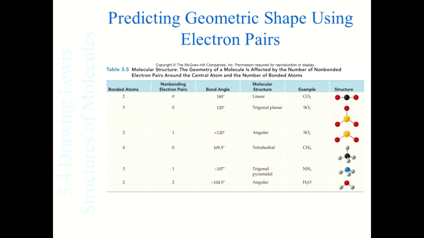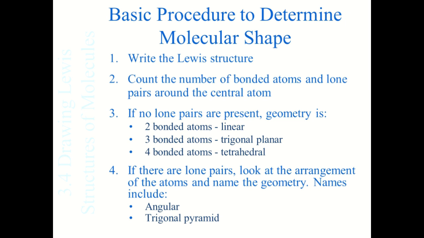Alright. So here is just a chart of that whole thing. It makes it even more confusing than what I just showed you. But essentially you're bonded to 2 atoms, no non-bonding electron pairs, so no lone pairs, you're linear. This is just going over what we just looked at. 3 bonds, no lone pairs, trigonal planar. 2 bonds, 1 lone pair, angular or bent. 4 bonds, no lone pairs, tetrahedral. 3 bonds, 1 lone pair, trigonal pyramidal. 2 bonds, 2 lone pairs, angular. Just like we just talked about. I prefer bent, but you can call it angular if you want.